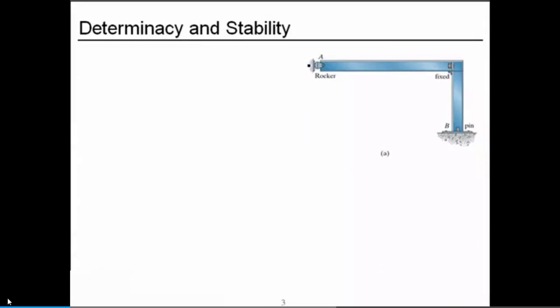At A, we have a rocker, which acts as a roller. It only offers one reaction force. We have a pin at B, which restrains motion in two directions, so we get two force reactions. Now, although this is called fixed, that just means that the connection between the two members is fixed or rigid. It doesn't mean that motion is absolutely restrained. So we have, for unknown reactive forces, 3.